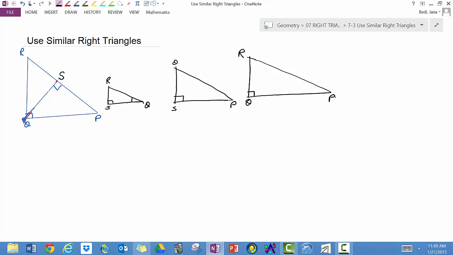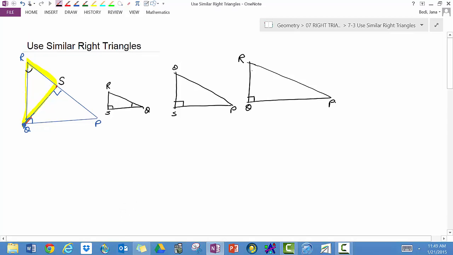see why. Okay, so let's look at triangle S or Q, which is this one here, and this is angle R in the original triangle. I'm going to mark it over on this triangle here. This is the original triangle, and so angle R in the little triangle here is congruent to angle R in the original.